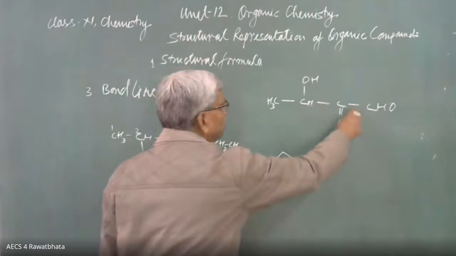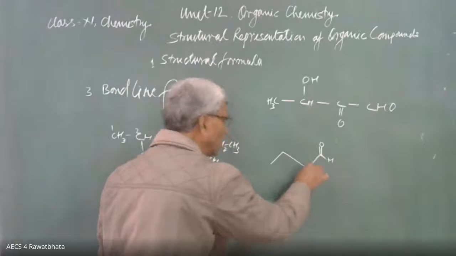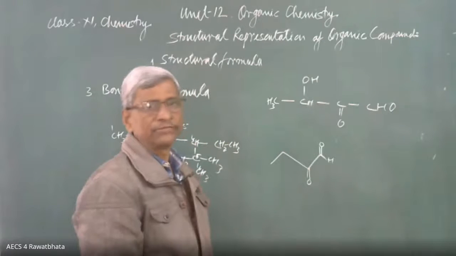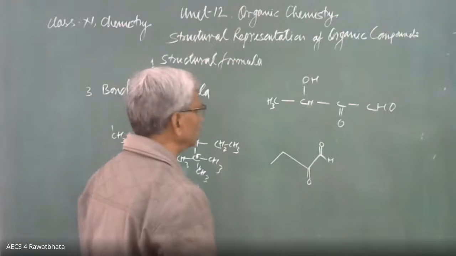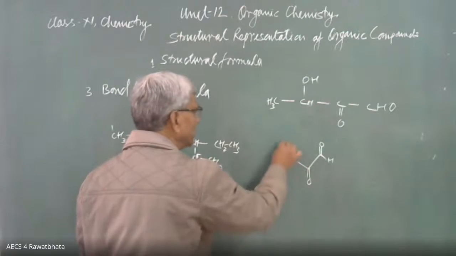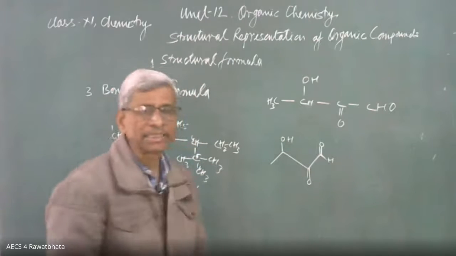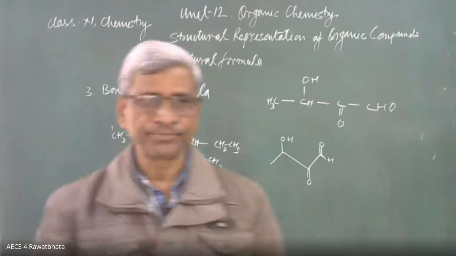Now, before that, there is double bond O. Any side we can write double bond O, either up or down. And prior to that, that is the left side second carbon having OH. OH we have to show in this way. This is the bond line formula. Okay.